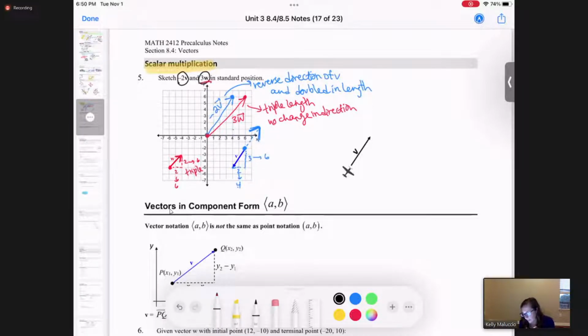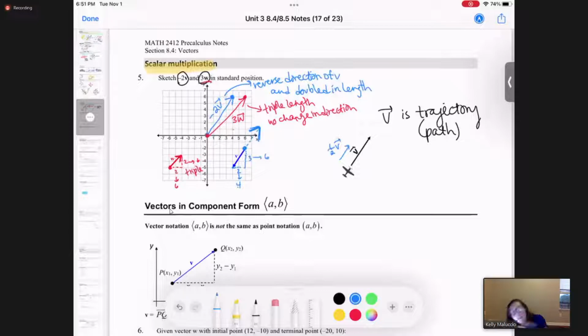And then this little v over here is just drawn to explain. So v is a trajectory or a path. And basically what's happening here is exactly what you imagine. Say I wanted half of that path, this would be like a half times v, right? We could do that if we wanted. If we wanted to cut the distance shorter, you can also make it negative. That reverses the direction, right?